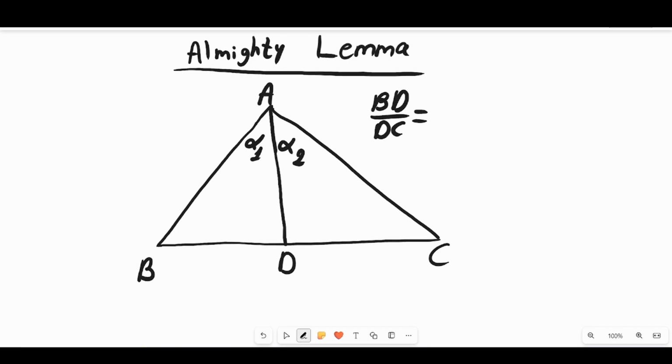Clearly this equals area of ABD over area of ADC. And why it is correct? Because area of ABD equals BD times, call this alpha, BD times AD times sine of alpha over 2.